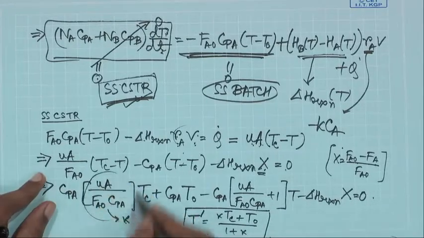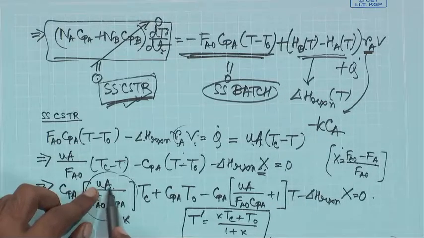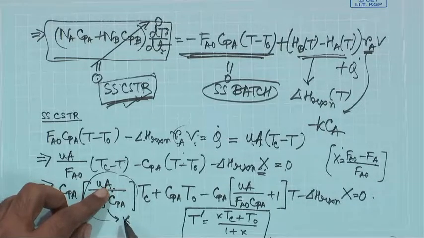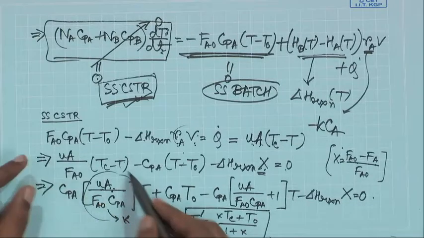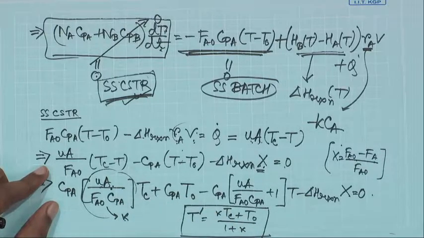So, we are replacing this term with kappa. Now, this kappa basically tells us about the heat transfer coefficient and the area of heat transfer. And what is this Cpa? Cpa is the heat capacity of A. So, this term tells you the influence of heat exchange on reactor temperature.